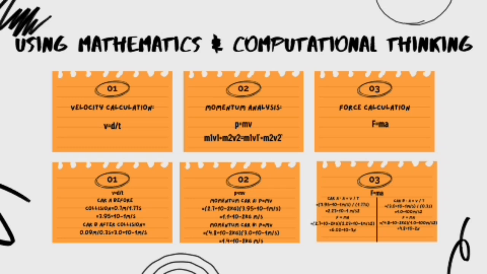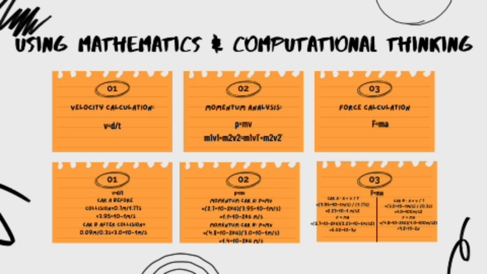Using mathematics and computational thinking. For the velocity calculation, the initial and final velocity of both objects can be calculated using the measured displacement and the time data. The velocity v can be determined using the formula v equals d divided by t, where d is the distance and t is time.